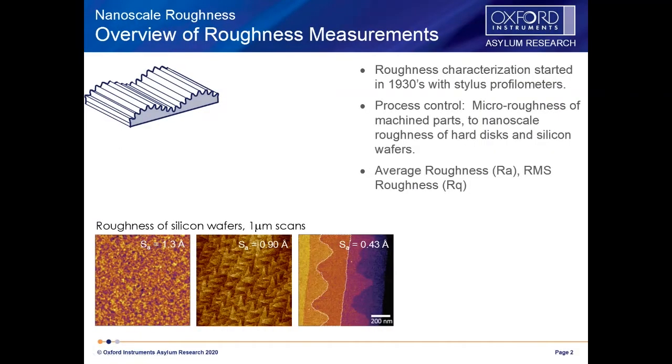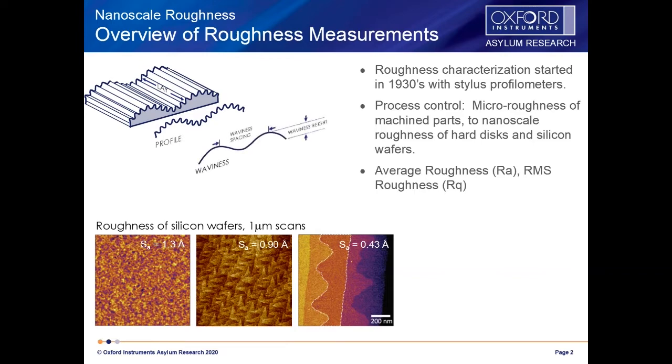So roughness measurements have been around for a long time. Roughness measurements were started in the 1930s when stylus profilers were first invented. And the concept is extremely simple. You use a sharp tip that scans over the surface, and it gives you a measurement of the surface profile.